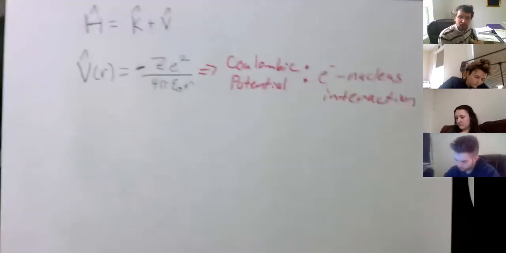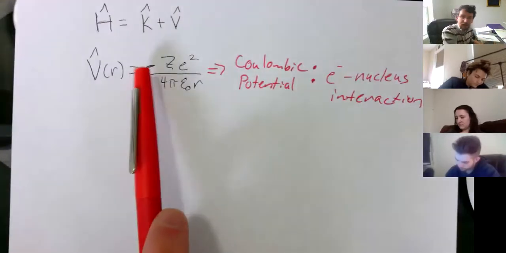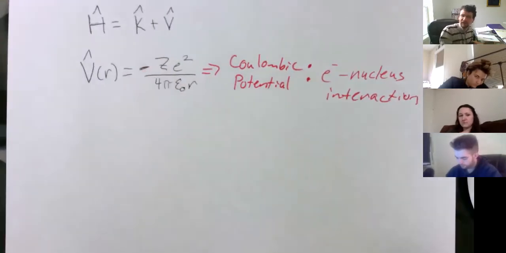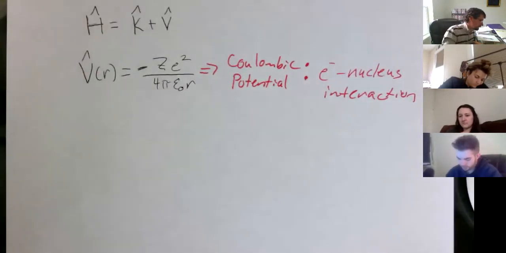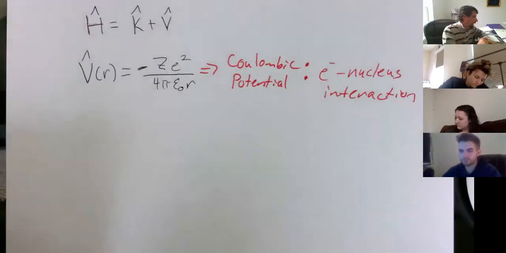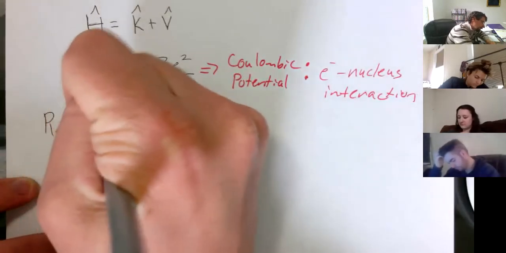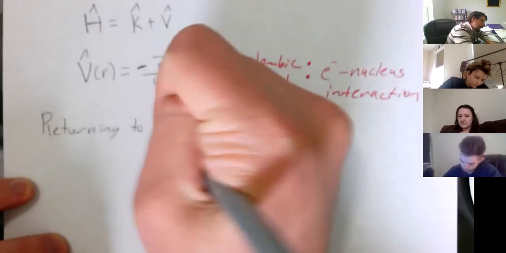Okay, so we talked about the potential energy part. We discussed why there is a negative sign here. It decreases the overall energy. That's all we really have to worry about for the potential energy. Let's talk about the kinetic energy. So returning to K hat.